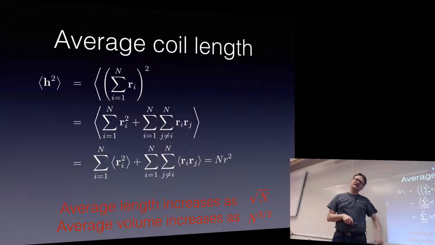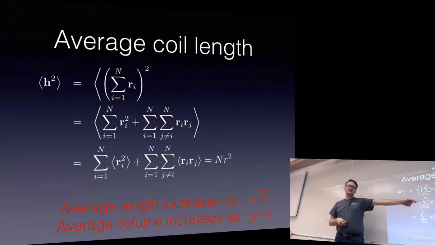And here's the beauty. If I take a random vector, because again, this is random, this is going to be an average. In general, if you take one vector and multiply it by another vector and average over all possible vectors, it's going to be zero.